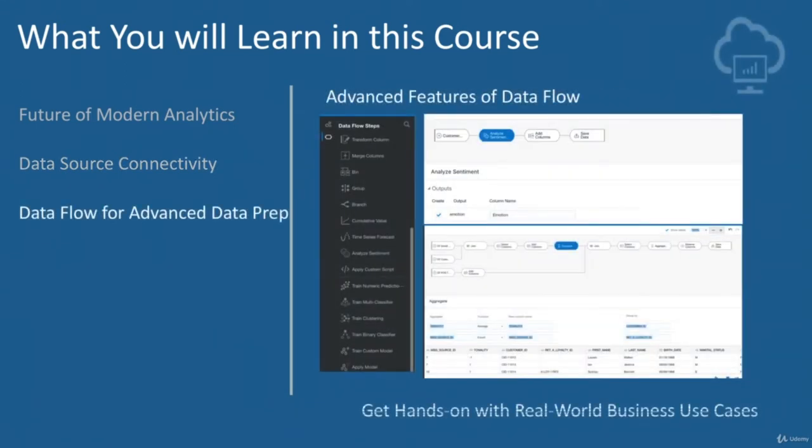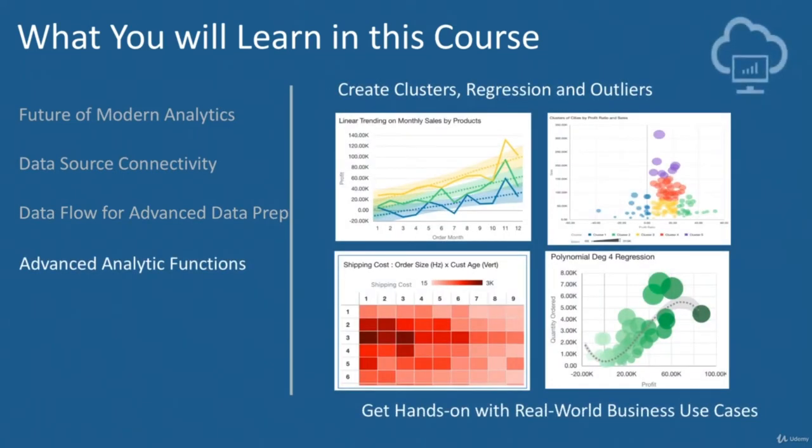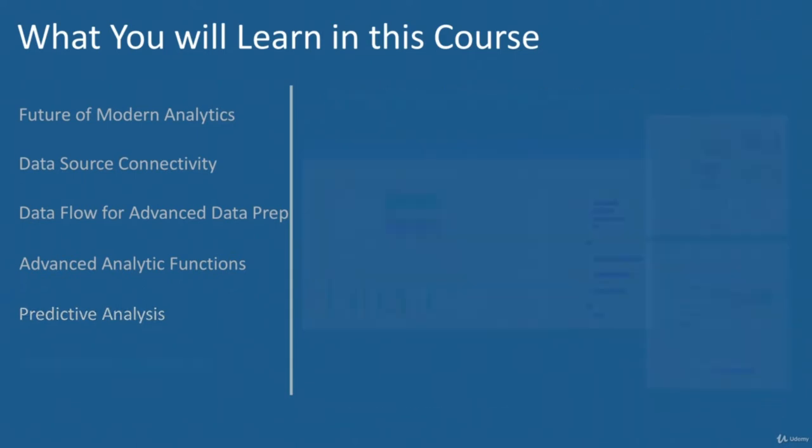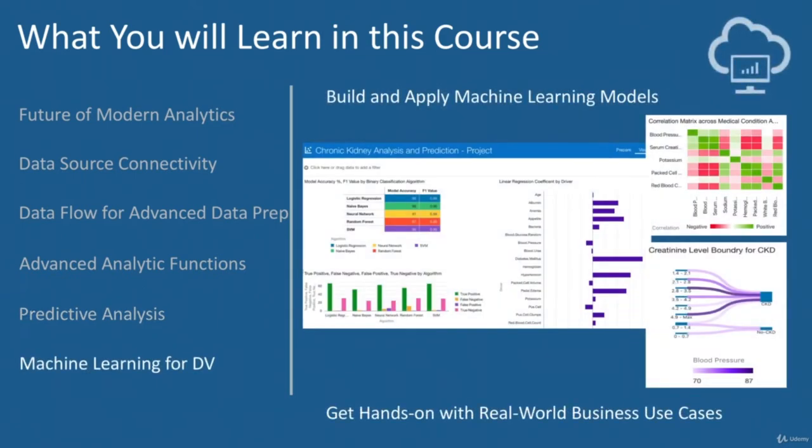Once you have the data sets from various environments, you will gain a deep understanding of data flow capabilities that allow you to blend multiple data sets and apply comprehensive functions on those data sets, such as aggregation, selection, sentiment analysis, building and applying machine learning models to generate target data sets that you want to leverage for data visualization. You will be practicing and understanding one-click advanced analytics functions to create clusters, regressions, outliers, and modern data visualization charting components. You will be performing predictive analysis, such as creating a forecast or trend line, and even sentiment analysis on a given set of data. You will have a fun and exciting time learning about the machine learning framework built into data visualization.